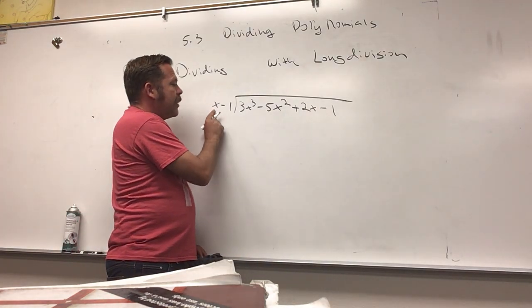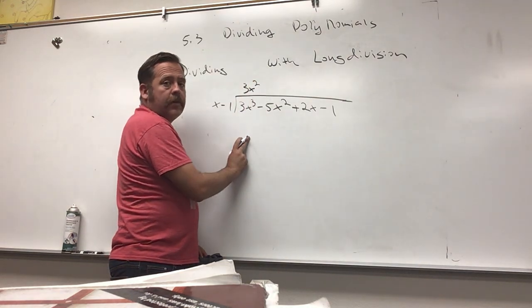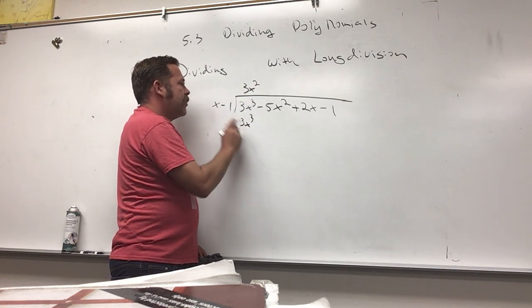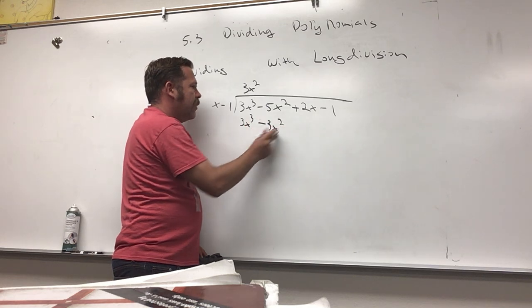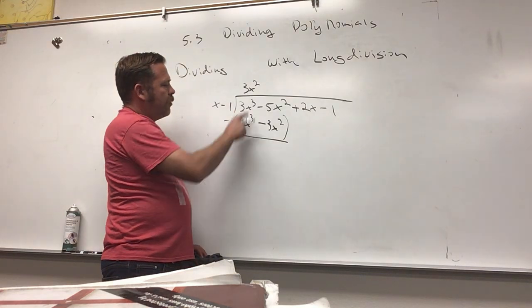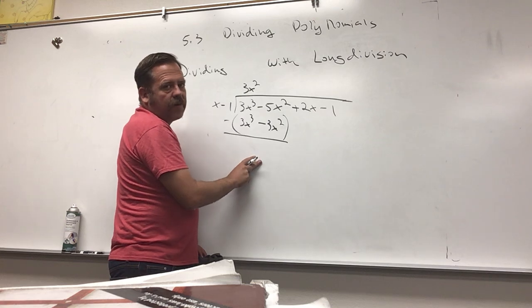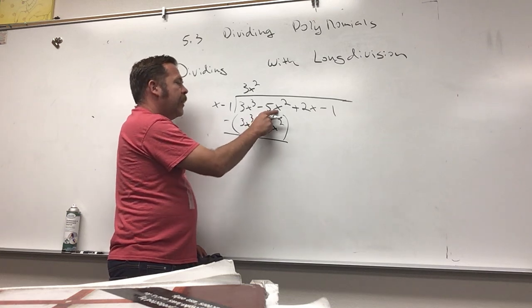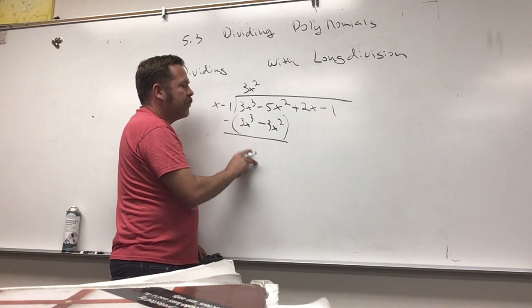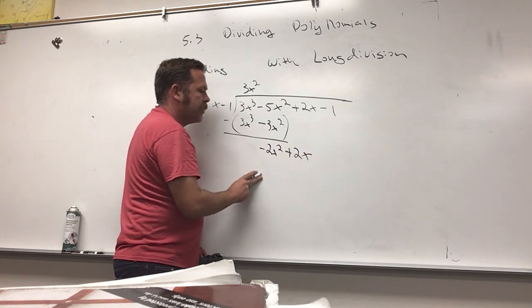All right, how many times is x going to 3x cubed? 3x squared, right? And then I multiply. 3x squared times x is 3x cubed. 3x squared times negative 1 is minus 3x squared. Now I'm going to subtract. So 3x cubed minus 3x cubed is 0. Now again, this is the part where I feel like it's a little tricky because the negatives get a little tricky. Negative 5x squared minus negative 3x squared, which is really like plus 3x squared, would be negative 2x squared. I'll bring down that 2x.